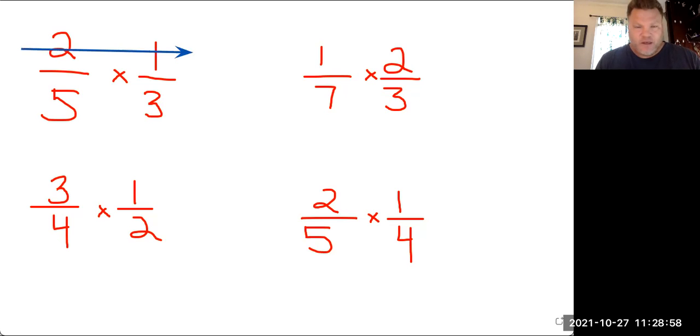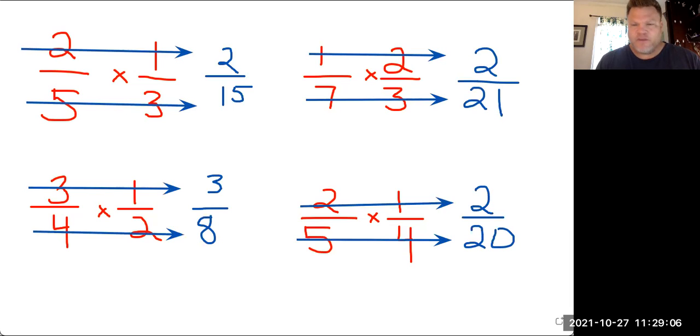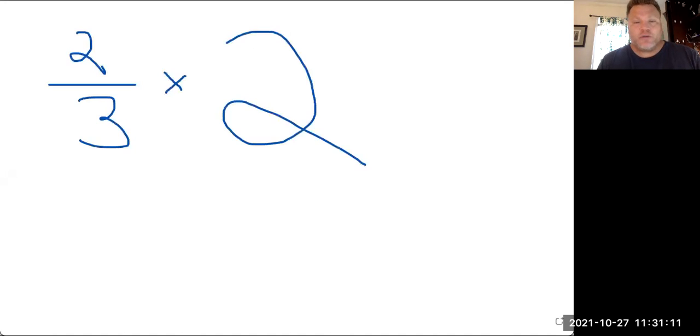Here we go. Across top, across the bottom, it's a series of drag races. And this one, they're both even numbers, so we can cut them in half, and we reduced them. So that is multiplying fractions. And while we're talking about multiplying fractions, let's talk about multiplying fractions and whole numbers.